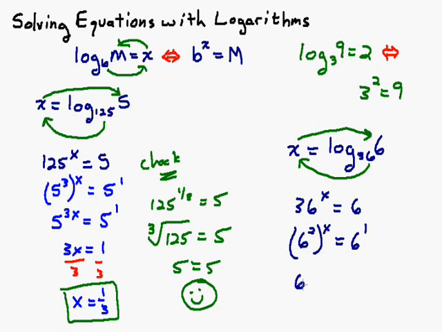Multiply these, so that just gives you 6 to the 2x. And so 2x would have to equal 1. Divide both sides by 2, and you get x equals 1/2, and that's your answer.